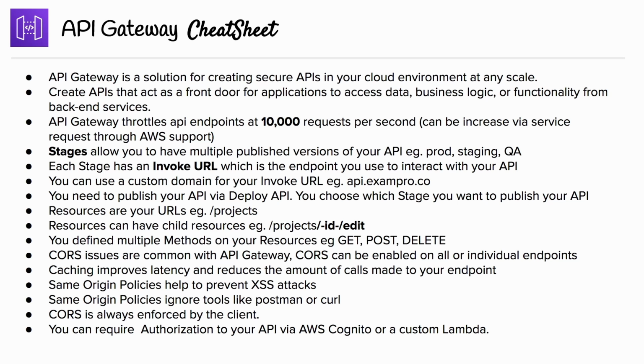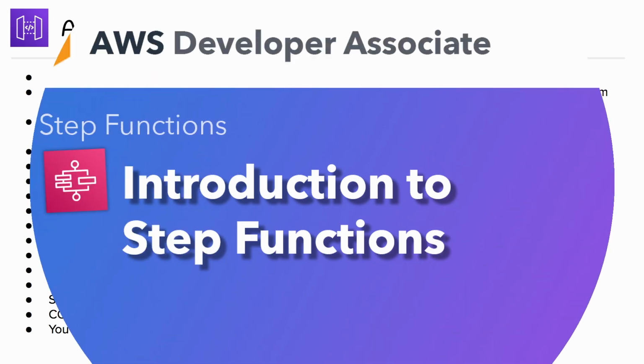CORS is also enforced by the client. Client would be the browser. So with CORS, the browser is going to definitely look for CORS headers and interpret them. You can require authorization to your API via AWS Cognito or a custom Lambda. So just so you know, you can protect the calls to API Gateway.